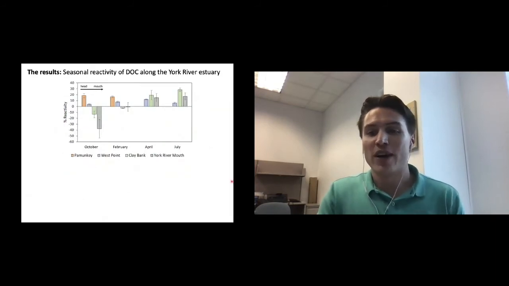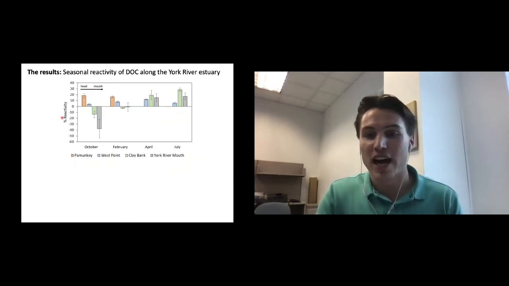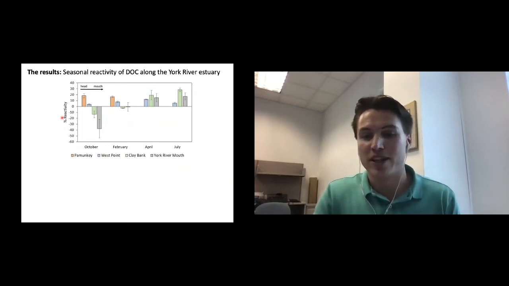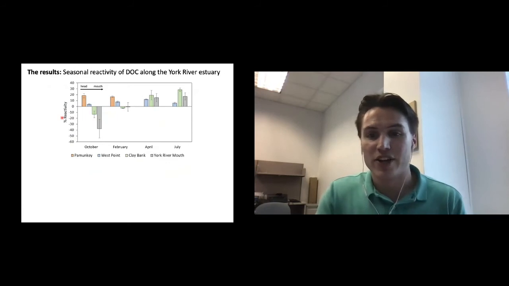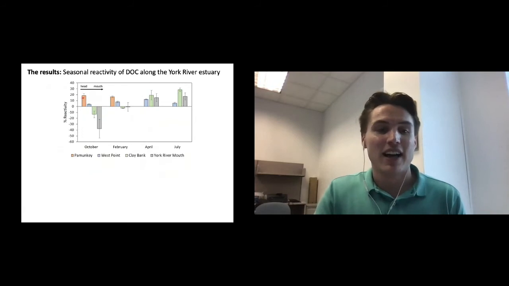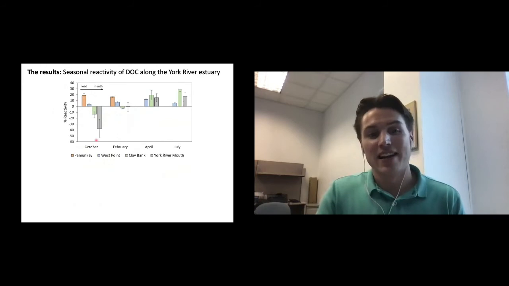So now what I want to show is how DOC reactivity or consumption changed across space and time. So this graph is showing you the percent reactivity, or the percent of DOC that was lost over time. And the error bars here represent standard error of the mean of 3 replicates that were collected at each location in time. So positive values here are going to indicate that, for instance, 20% of DOC was lost, and then negative values would indicate that there could have been potentially a net accumulation of DOC.